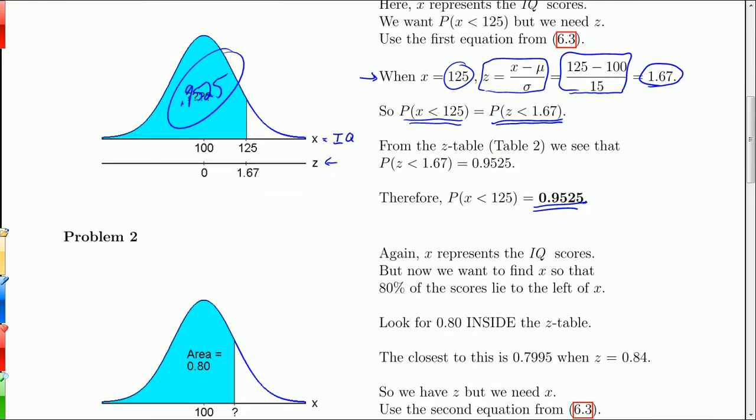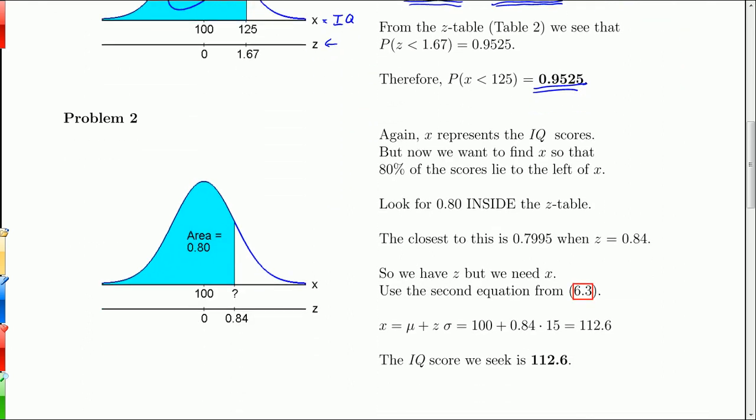Here we're going to give a probability and look for an IQ score. So what we're looking for here is p sub 80. We're looking for the IQ score that separates the lowest 80% from the top 20%. So what we're looking for here is this value. Remember, because x is IQ.